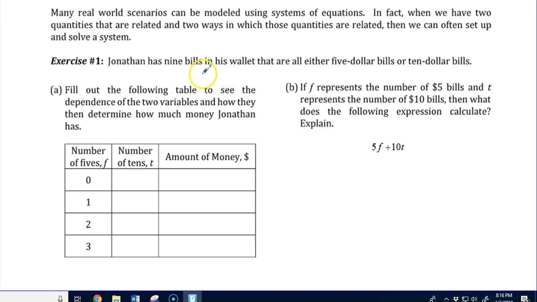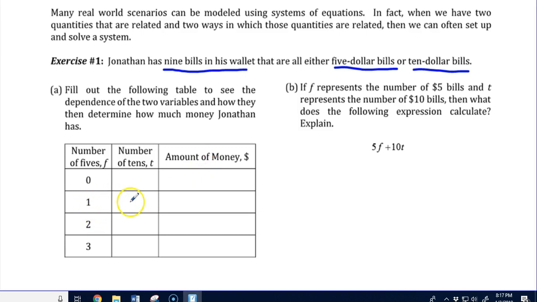Okay, so in this scenario, Jonathan has 9 bills, and they're all 5s or 10s. We don't yet know how much money he has. We'll find that out in a minute. But just to get our heads wrapped around the problem, we're just going to hypothesize. Let's say he had 0 5s. How many 10s would he have? How much money would that be?